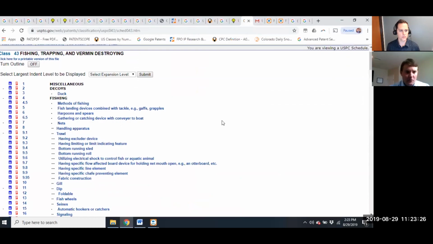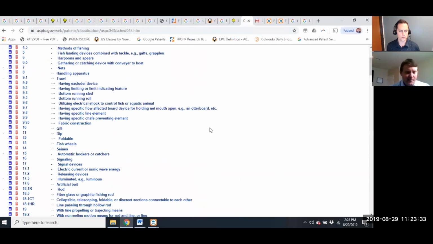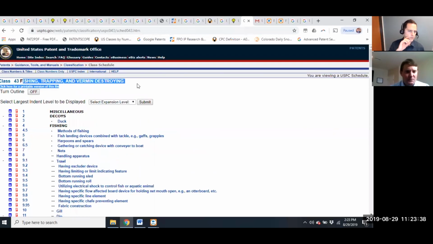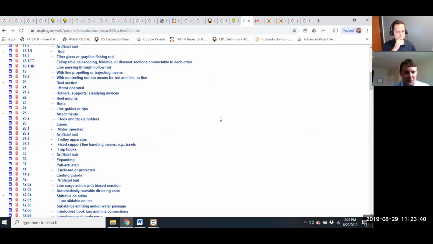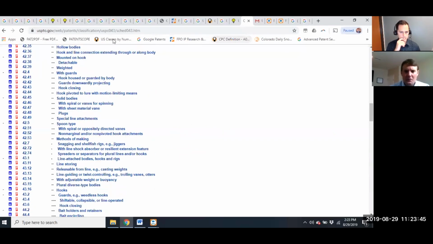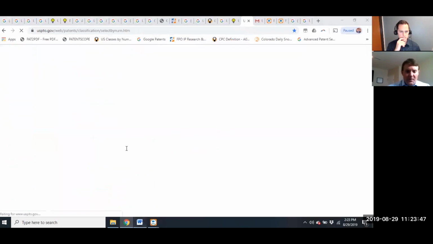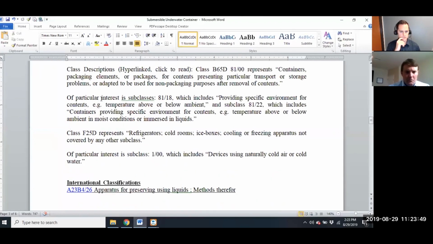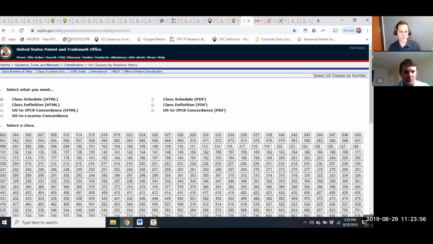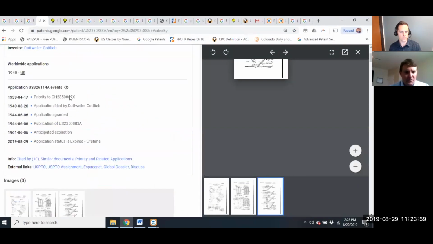Another patent I'd come across, the classes associated were 43, fishing, trapping, vermin destroying. You look at this, you're like, probably not. But one way you might want to look at this would be, you could have a fish container underwater. You may find something in there. Back to where we were with this reference. Search this one, and a few things came out of that to me.